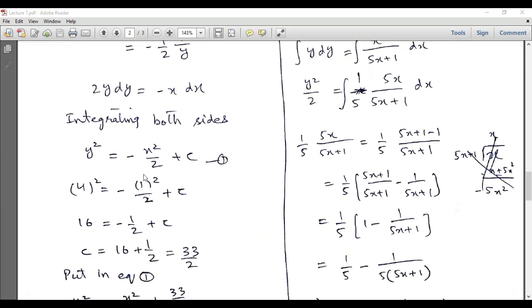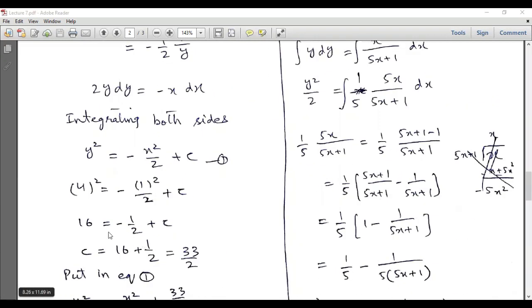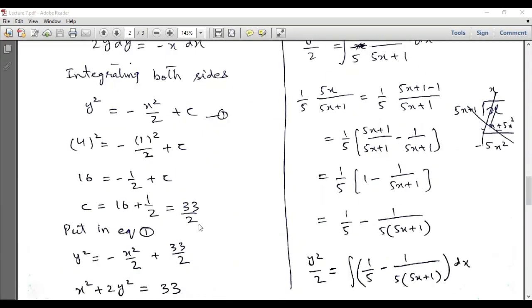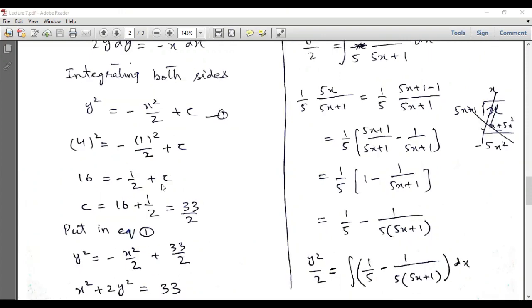So it will become this equation, and we can evaluate the value of c by putting the coordinates of this point 1, 4, minus 2. So at the end we will get c equal to 33 by 2. So putting this value of c in equation 1, y square is equal to minus x square by 2 plus 33 by 2. So x square plus 2y square is equal to 33 is a simplified form of this streamline equation.